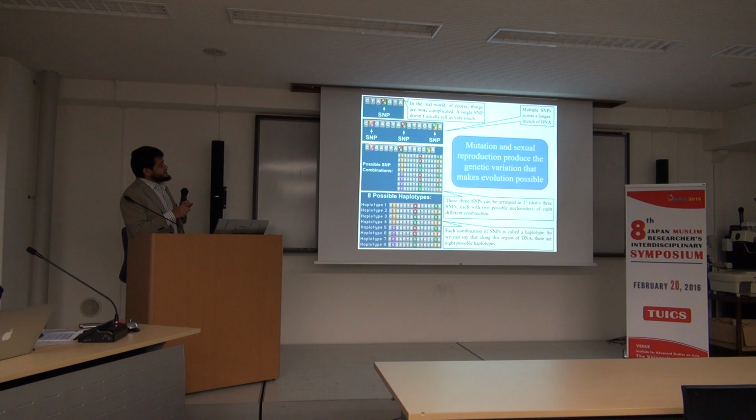A single mutation doesn't really tell very much, but if you extend it, say you consider just 3 mutation points in one short stretch of DNA, the possible combination is 8. Each of these combinations is called a haplotype. So population geneticists normally identify the haplotypes from different populations and analyze the pattern of the population.